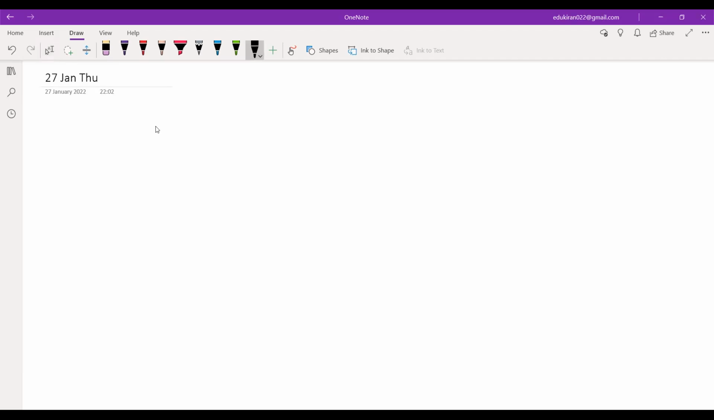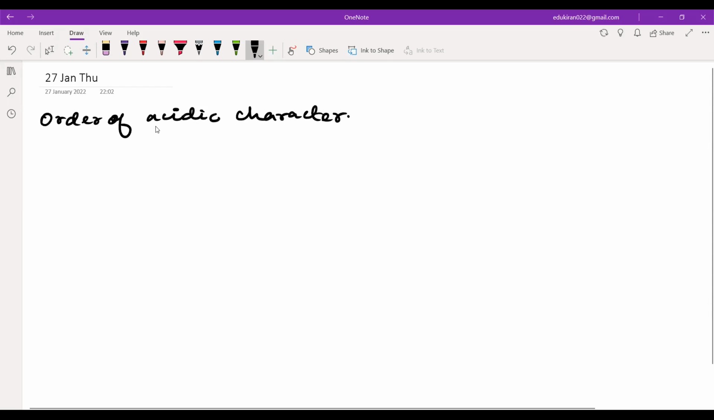So let me write the order of acidic character of oxide. In the dioxides, CO2 will be most acidic, followed by SiO2, followed by GeO2. The rest of them are amphoteric. They are not acidic. So this is the acidic character. The most acidic is carbon dioxide.